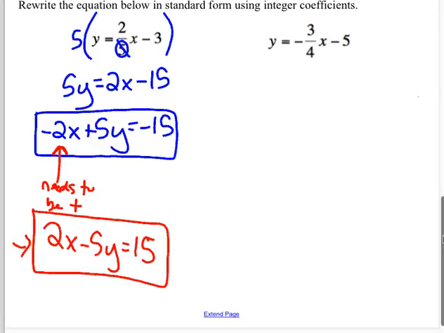Now let's look at the other one. So here I see a fraction. So I'm going to multiply everything by 4 this time. So I'm going to have 4y cancels off that denominator.